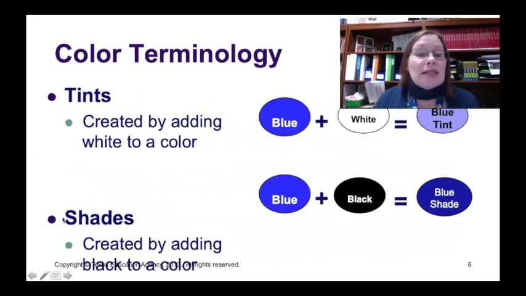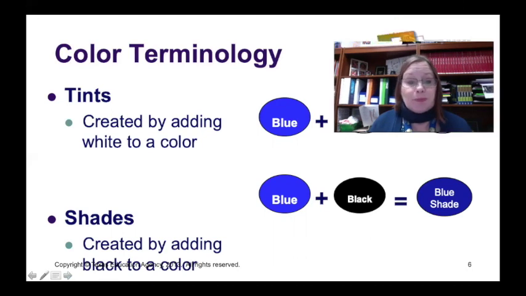Now, tints and shades. I've already talked to a few of you about this when we were putting together an example of monochromatic, right? Tint is when you add white to a color. But shade is when you add black to a color, a blue shade and a blue tint, right? Now we will be having a test over this terminology and the different aspects that we're talking about here.